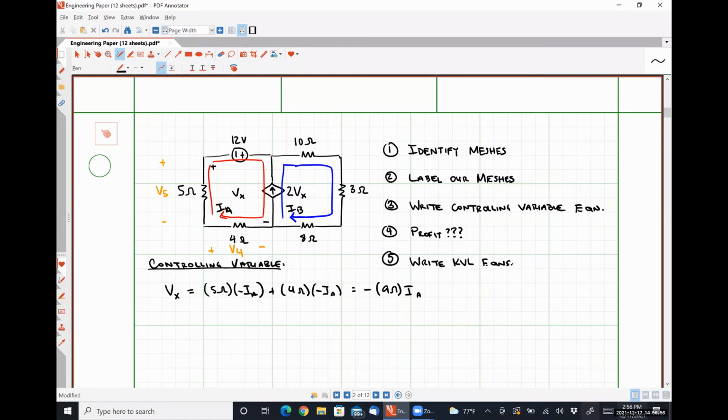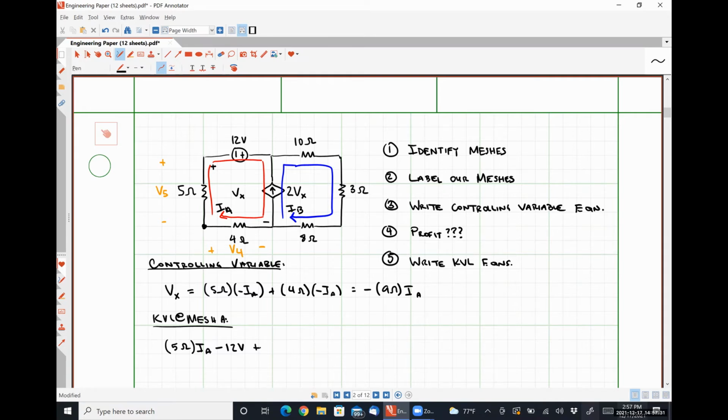So if we try to write KVL at mesh A, what we will wind up getting, we start from the bottom left-hand corner and follow that red loop. We'll get 5 ohms times IA minus 12 volts plus the voltage drop over a current source.